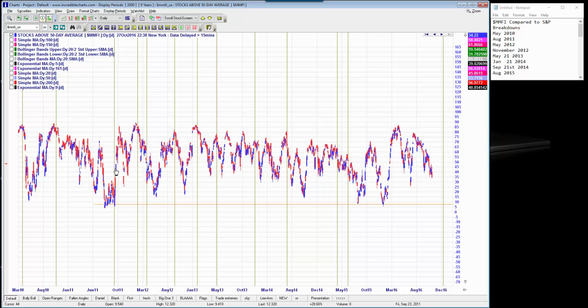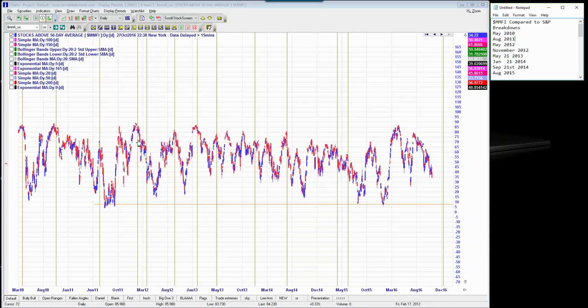So the market crashed in August, but look at when the actual stocks showed that decline. Stocks above their 50-day moving average dropped sharply in July before the market took a big drop in August, right? Okay, when did the market drop significantly next?